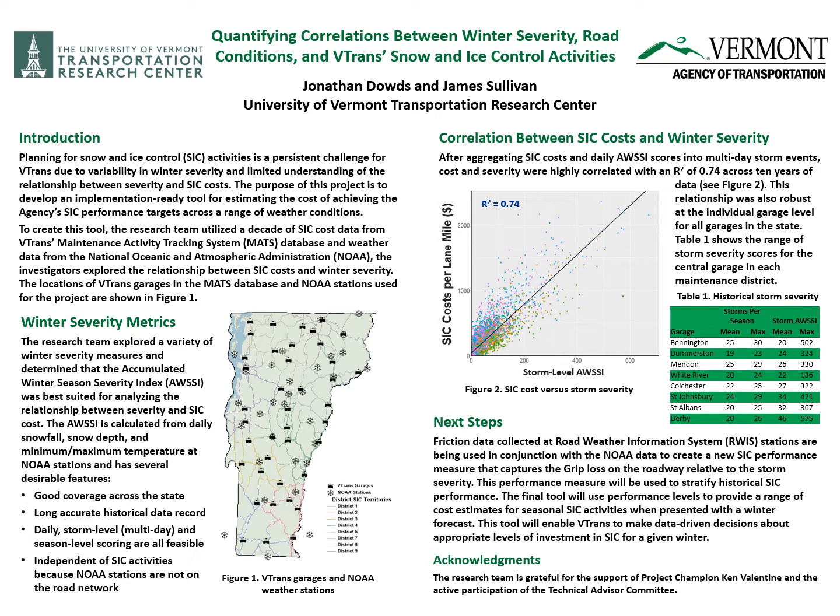So the final step for this project is to develop the Excel tool that will allow VTrans staff to input some parameters about the expected winter season, things like the number of storms and AWSSI experience there. We'll provide historical data to give staffers a sense of what would be a typical extreme or light winter at each garage or district. And then the tool will provide a range of estimates of what kind of costs VTrans could expect given that storm severity.